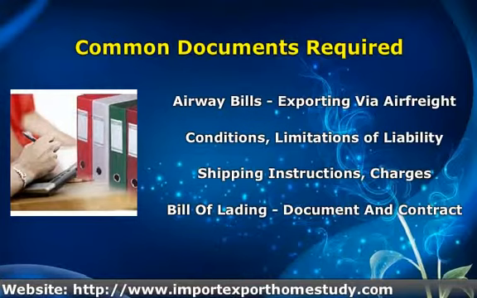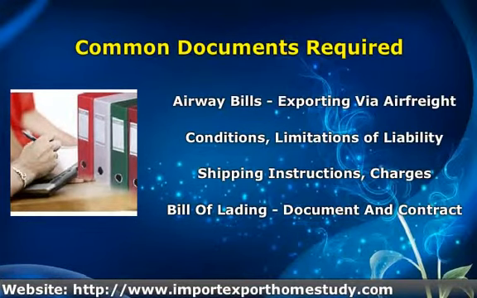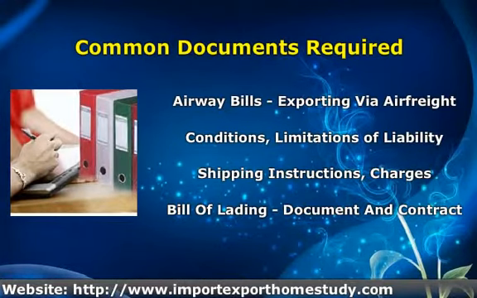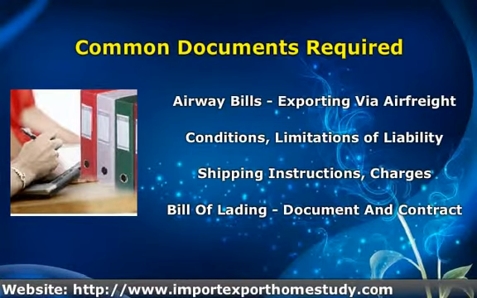A bill of lading is a document and also a contract between the owner of the export goods and the carrier. This form is also the owner's receipt of the goods. It is imperative that the owner keeps a copy of this form in order to claim the goods. A bill of lading can be negotiable or non-negotiable.